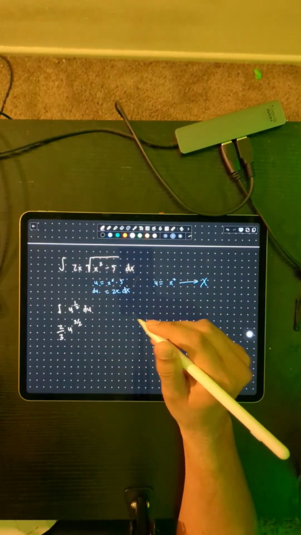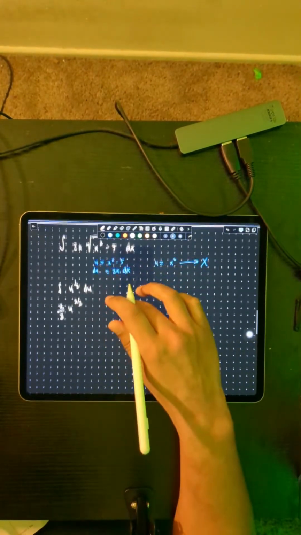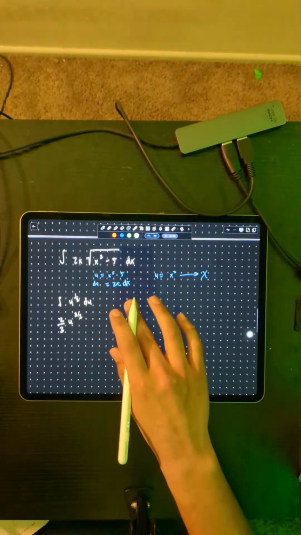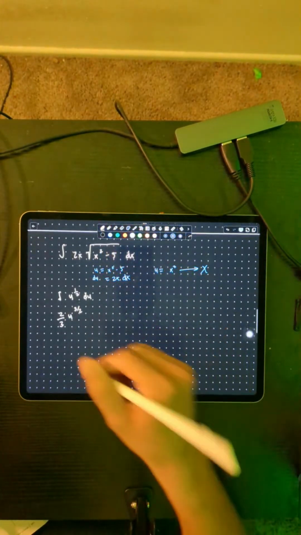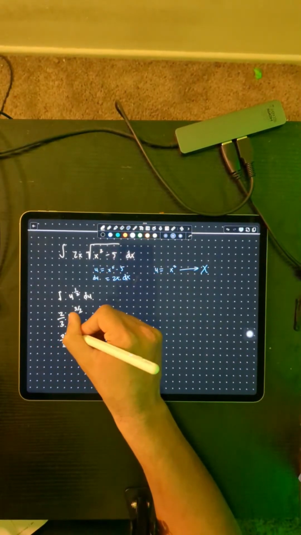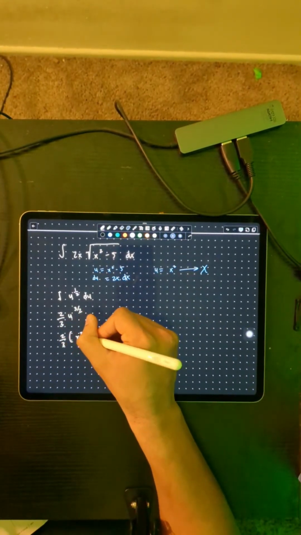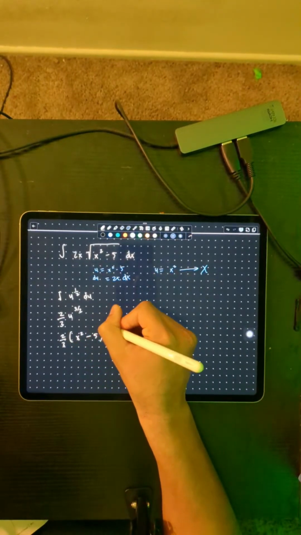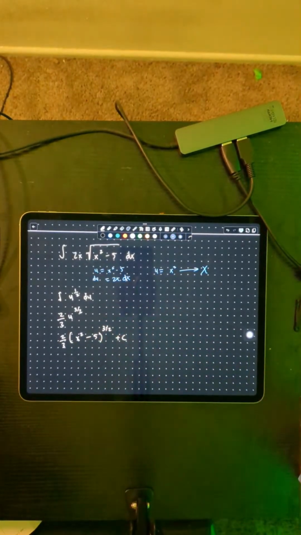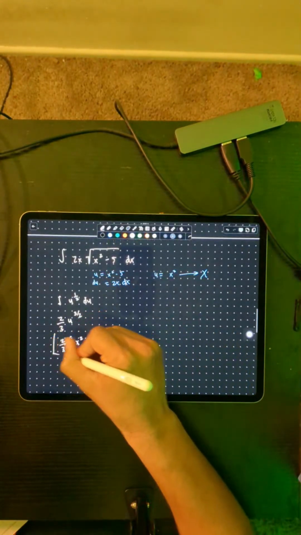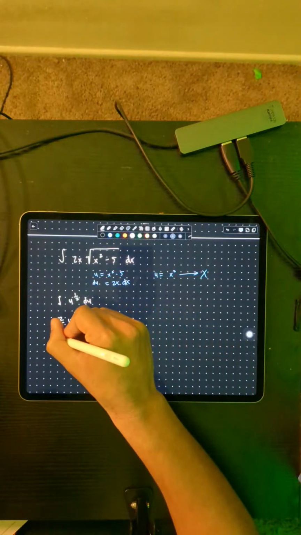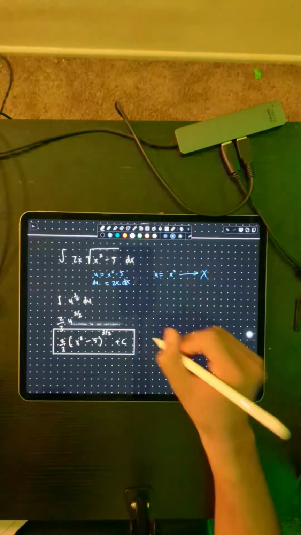Don't forget the plus c, but I still want to replace the u with what I said originally, u equals x squared minus 5. So I'm going to replace that u there with x squared minus 5, to the 3/2 plus c. Are we done? I think we're done here. And this is our answer here.